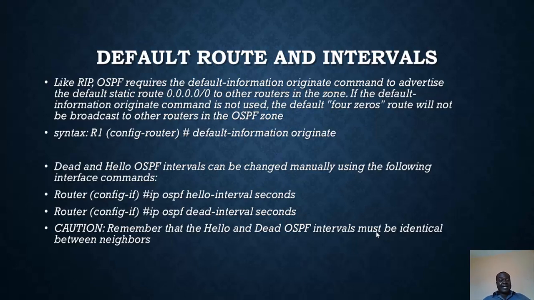And now the dead and the hello OSPF forward intervals can be changed manually using the following interface commands: router config-if, ip ospf hello-interval seconds, and router config-if, ip ospf dead-interval seconds. Caution: remember that hello and dead OSPF intervals must be identical between the neighbors.